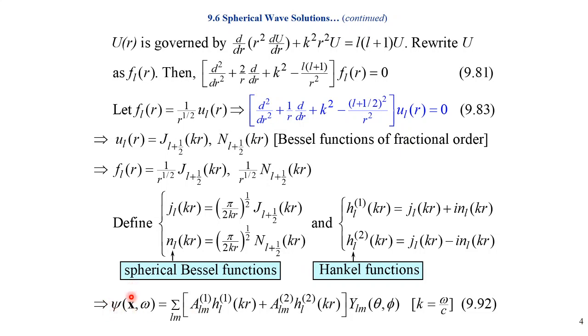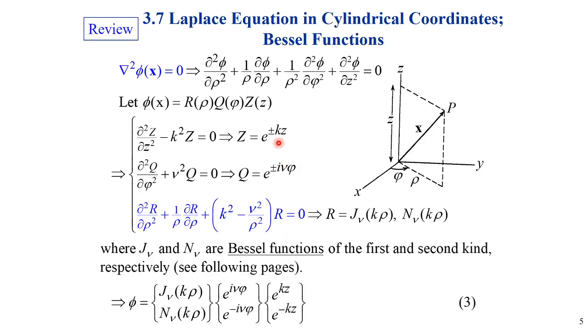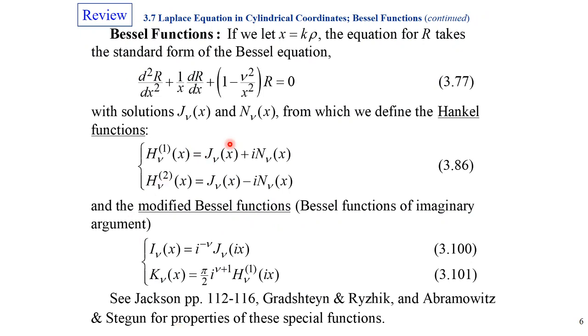So psi of x and omega becomes this one. This depends on R, and Y_lm depends on theta and phi. Okay, good. Just a review. For the Laplace equation in cylindrical coordinates, we have a similar result. And at that time, for the Laplace equation, we have Bessel functions. For cylindrical coordinates, we have Bessel functions. And just a review, the Bessel function looks like this one.